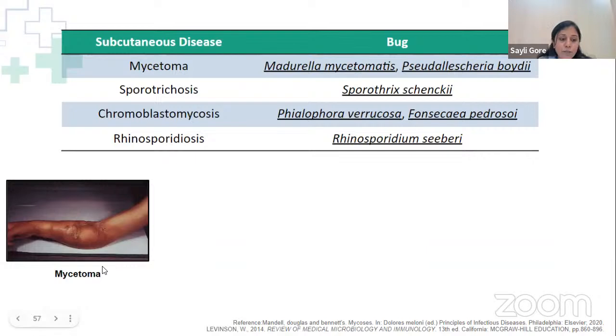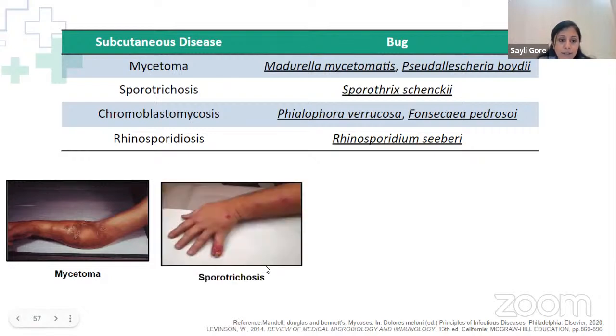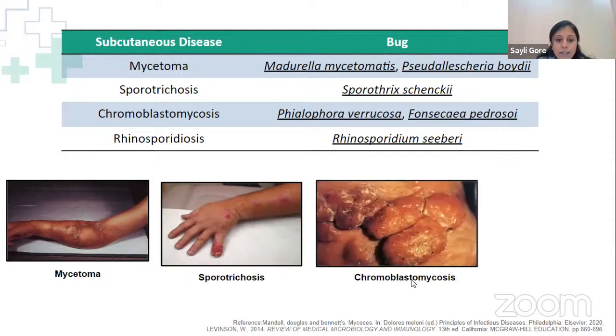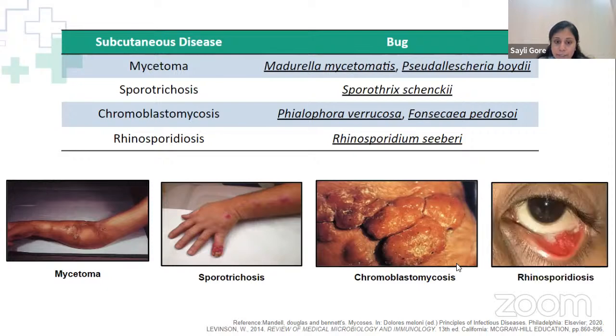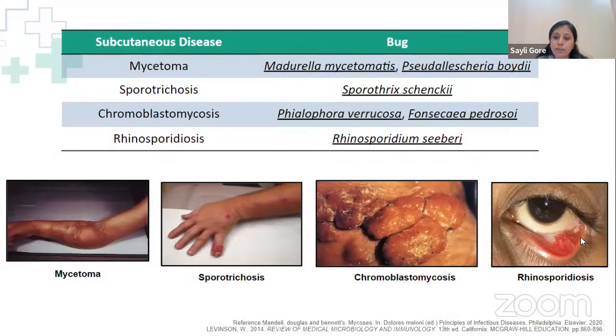Then there is mycetoma infection of the skin, and you can see there are lesions and pus discharges and swelling. Then sporotrichosis, which is also called rose gardener's disease. Then chromoblastomycosis, where there is a dark and huge swelling and pigmentation. Then rhinosporidiosis, which has large friable polyps in the eyes or nose.